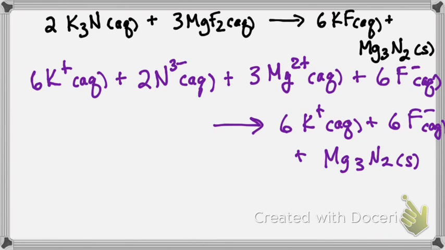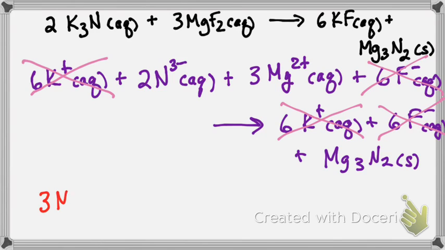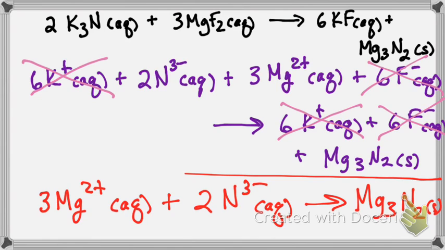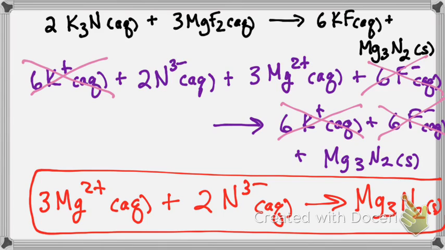Now in the total ionic equation, we're going to have some spectator ions. There's 6 K plus on both sides, they cancel. There are 6 F minus on each side, those cancel. What you're left with is the net ionic equation. 3 Mg2 plus plus 2 N3 minus yields Mg3N2 solid. That is really the result we're looking for because that shows everything that changes in the chemical reaction.